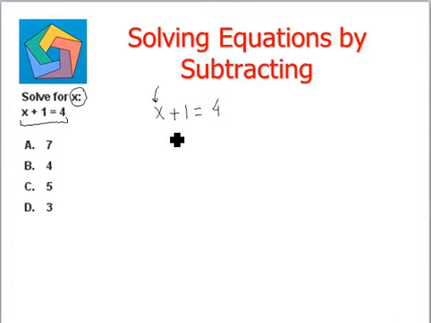Now here we see that 1 is added to x. Now the topic name says solving equations by subtracting. So if we make this positive 1 as 0, then our x will be isolated. This can be done if we subtract 1 from the positive 1. Then this positive 1 and negative 1 would become 0.